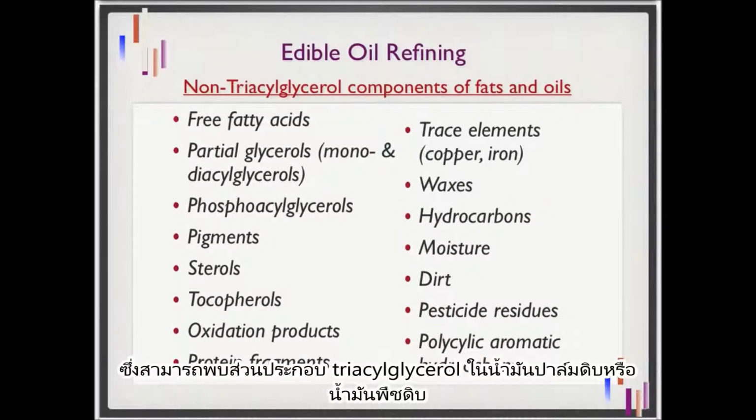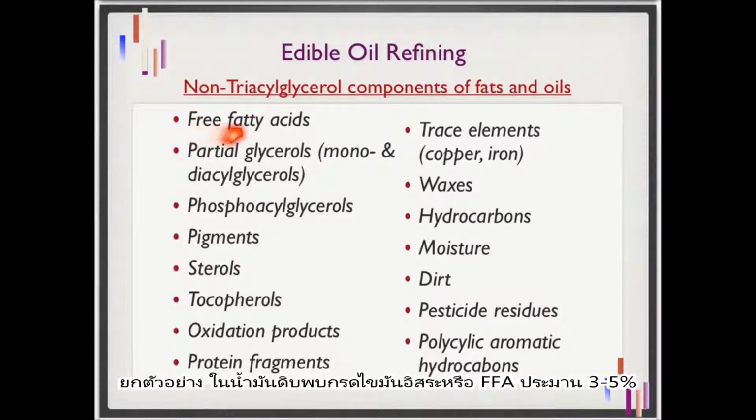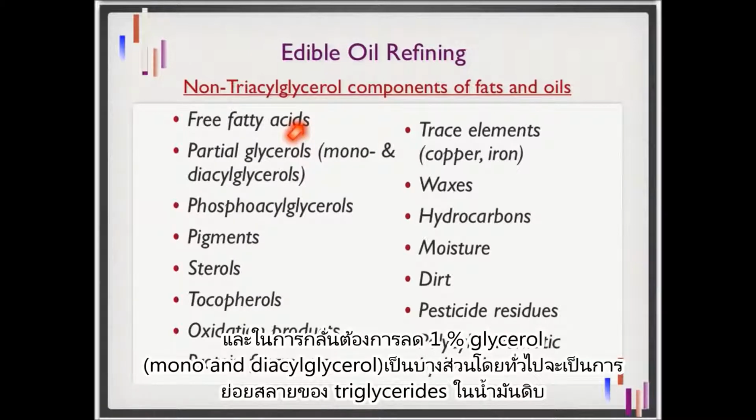In this slide, you can see the list of non-triacylglycerol components in the crude palm oil or in any crude vegetable oil. So for example, we have a free fatty acid or FFA. This is in the crude oil usually present at around 3 to 5%, and in the refining we want to reduce it to a very low level, maybe less than 0.1%. And we have partial glycerols, mono and diglycerols, which are the results of partial hydrolysis of the triglycerides in the crude oil.